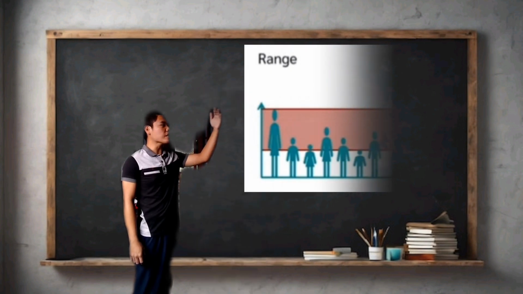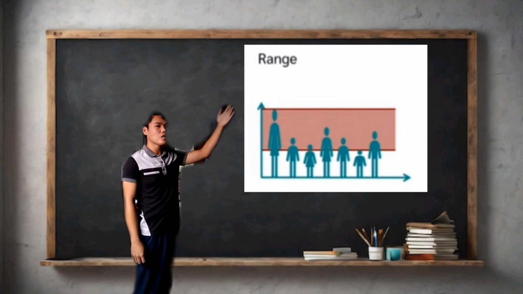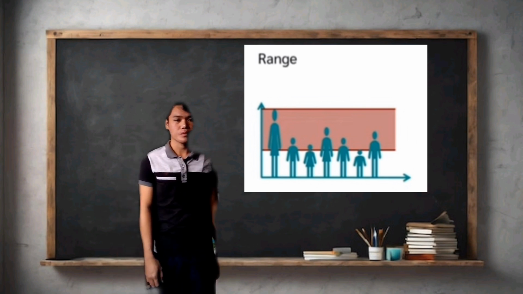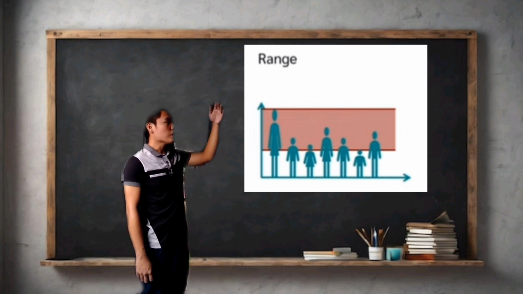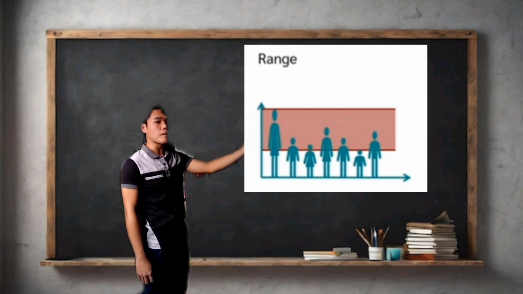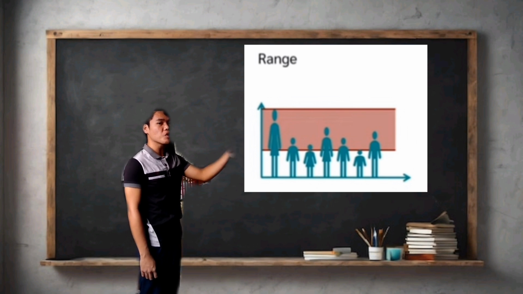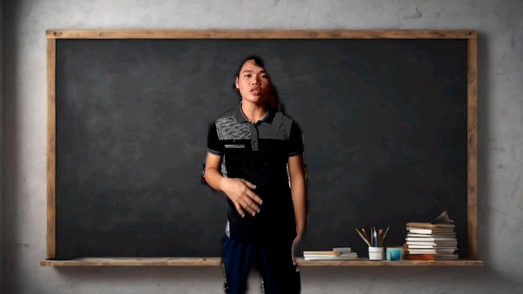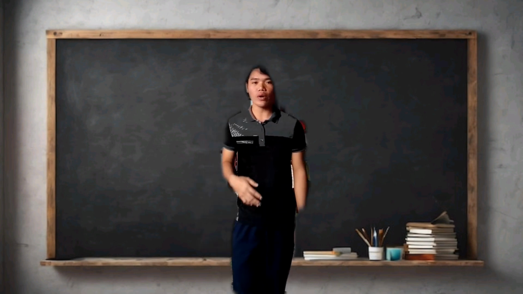Here we can see the example of range. The range focuses on the minimum and the maximum value of the data. The minimum is shown at the bottom, and the maximum is shown at the top. So, the range focuses on the highest value to the lowest value.